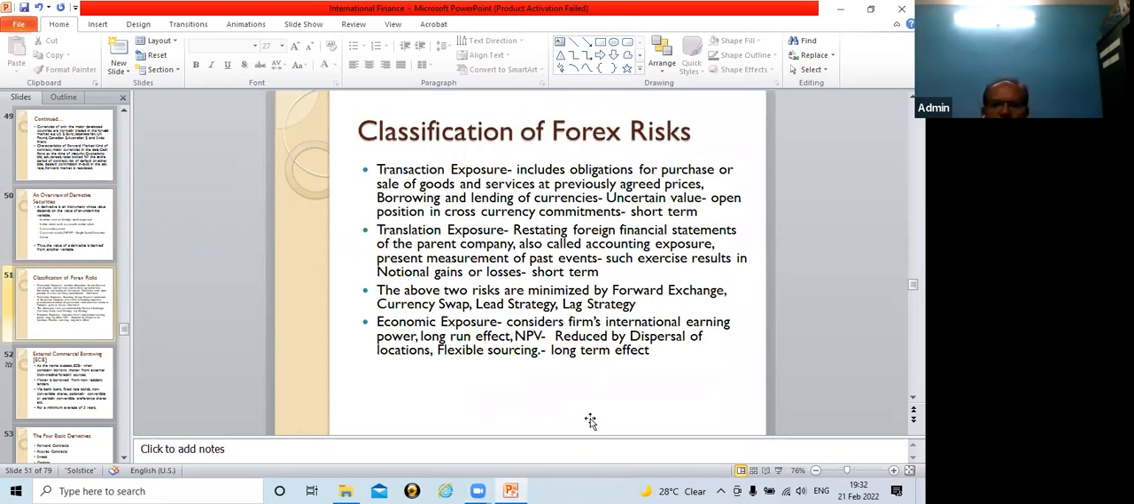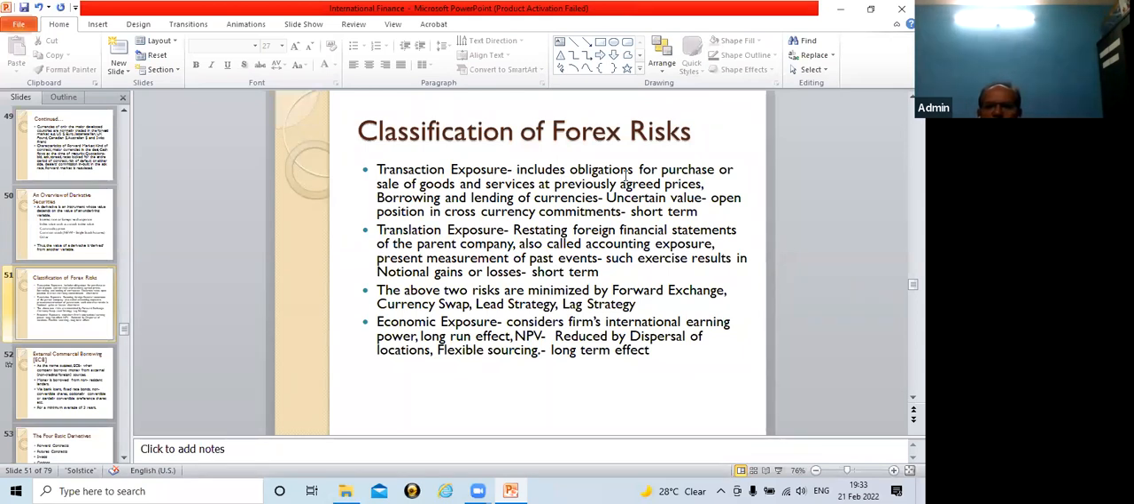Classification of forex risk. Now, please everyone try to understand this classification of forex risk. What are the risks which are involved in the foreign exchange market? So there are 1, 2, 3, 4 points. Transaction exposure. Now, what is this transaction exposure?